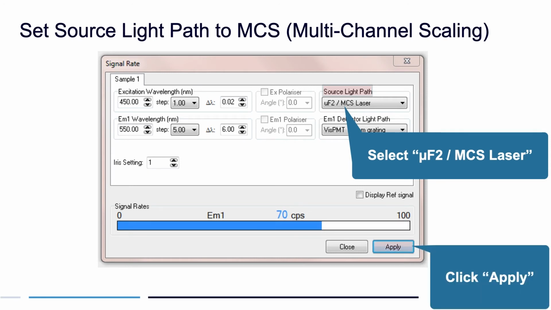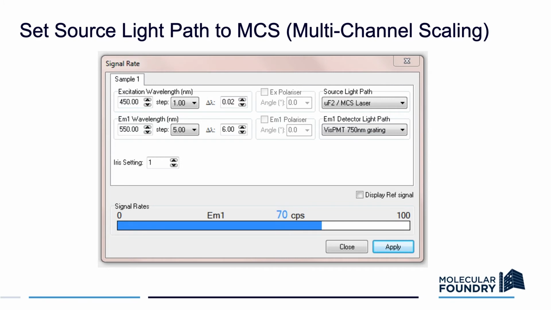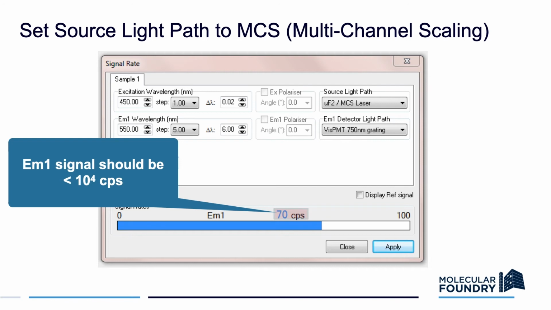So this will change the counts. When you change your light path and your pulsing, your emission counts will go down just because your duty cycle is so much lower than in continuous wave mode. You want your signal to be as high as possible as long as it's less than 10 to the 4th counts per second, or about 5,000 counts above the noise level.